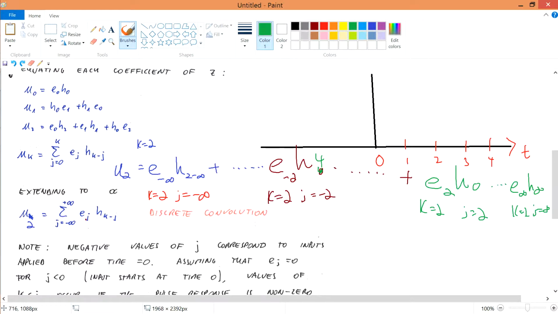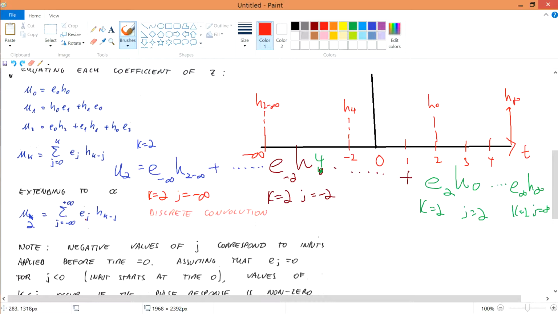If you were to plot this thing, at minus infinity, which is at time minus infinity, for example, you have some h2 minus infinity, and then at j equals minus 2, which is somewhere over here, you have h4, and then at time 2, you have h0, and then at infinity you have some h infinity. Okay, so you have all this curvature, all this line in a discrete convolution system.